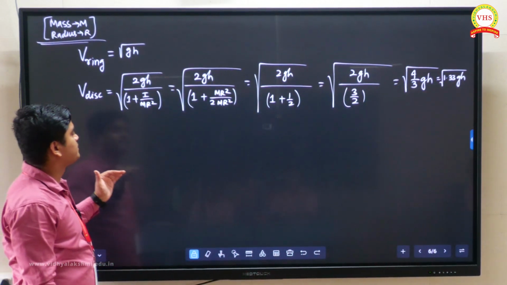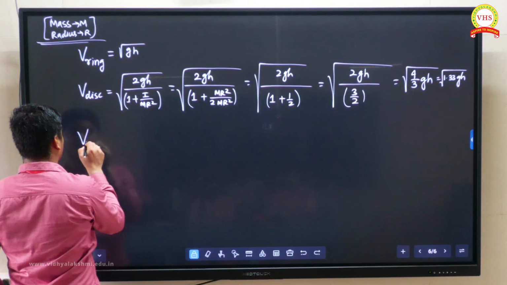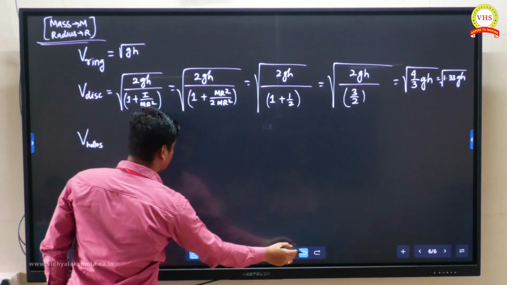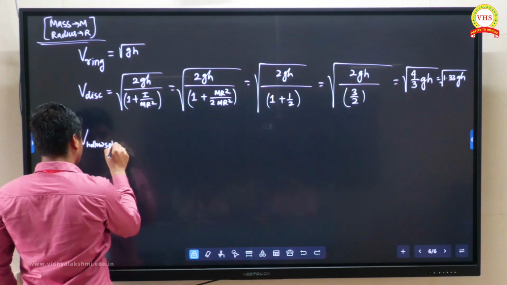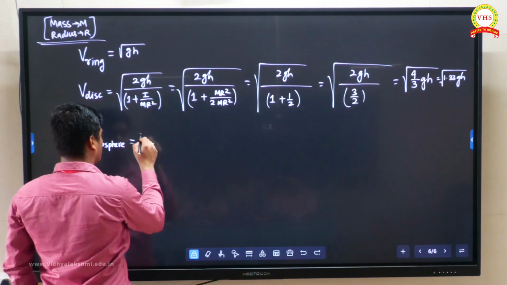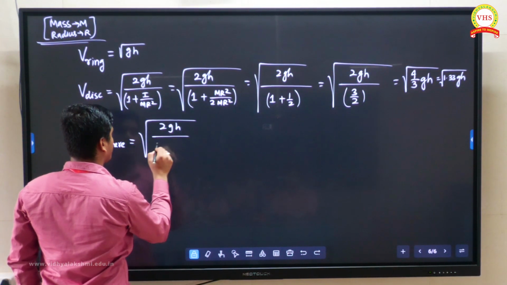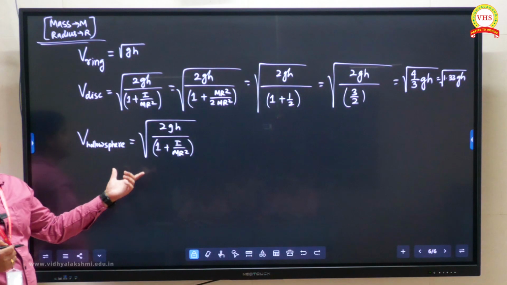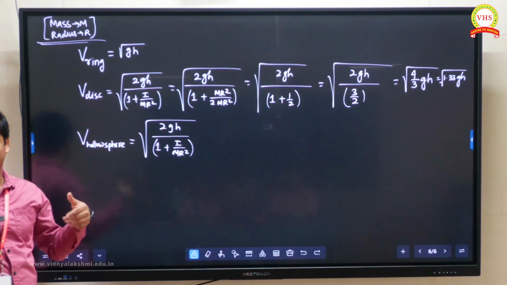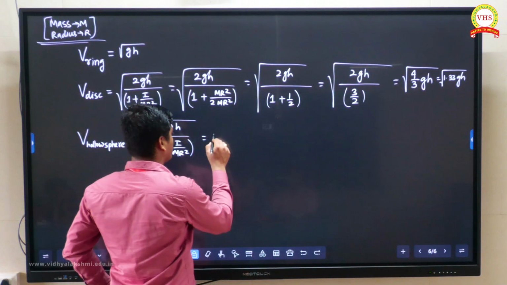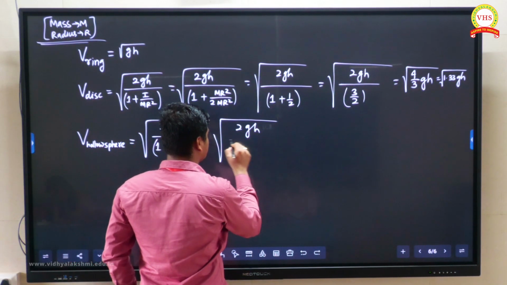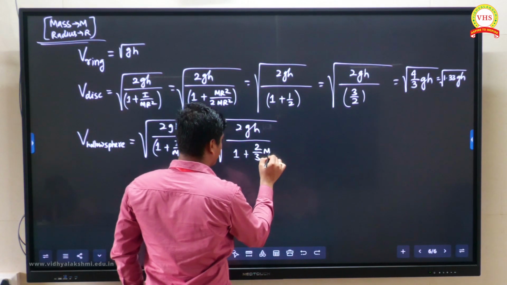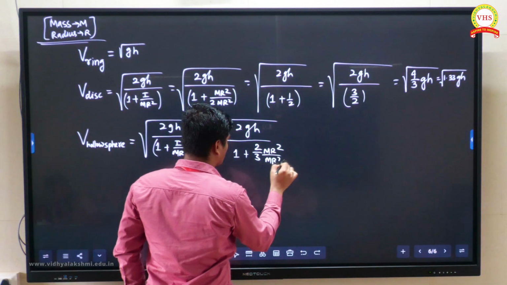Okay. Now next listen. Same thing if I do for hollow sphere. Now say root under 2gh by 1 plus I by mr square. For a hollow sphere, same formula. In place of I, I have to substitute the hollow sphere moment of inertia. So what will I do here? Root under 2gh divided by 1 plus 2 by 3 mr square by mr square. Yes or no?